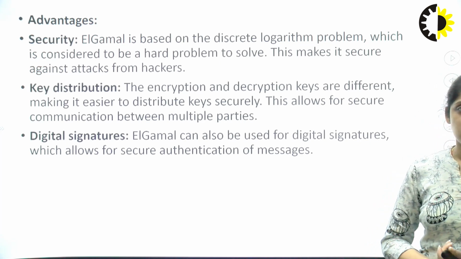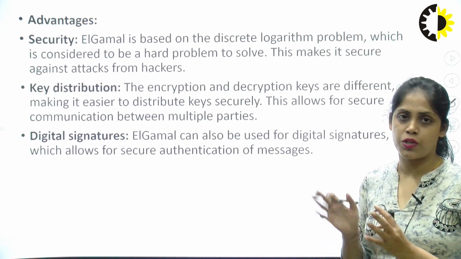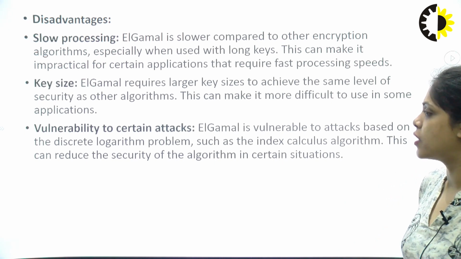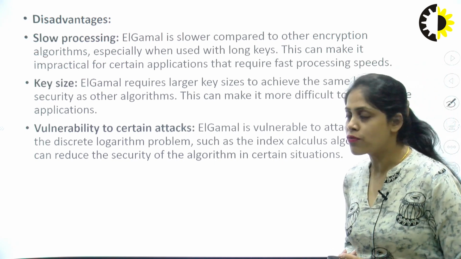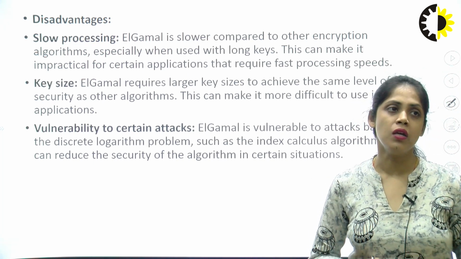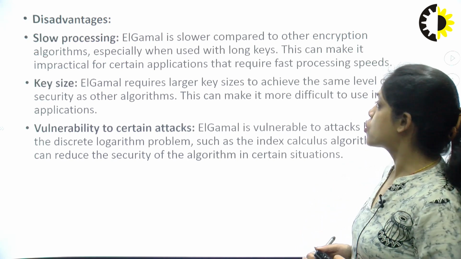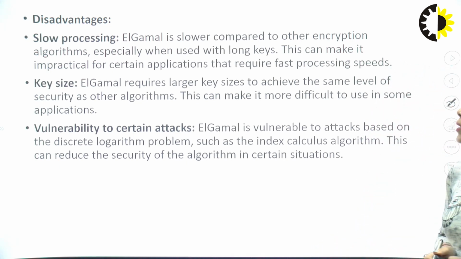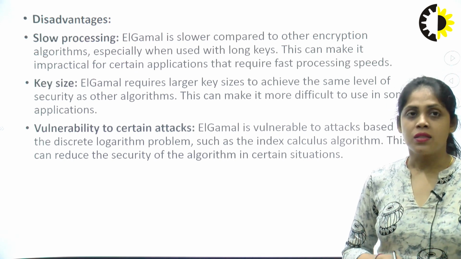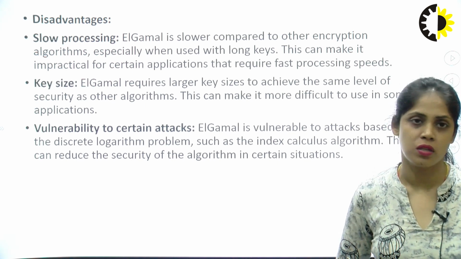Third is digital signatures: ElGamal can also be used for digital signatures, which allows for secure authentication of messages. On the other side, let's look at the disadvantages of this scheme. Three of them are slow processing, key size, and vulnerability to certain attacks. Slow processing: ElGamal is slower compared to other encryption algorithms, especially when used with long keys. This can make it impractical for applications that require fast processing speeds.